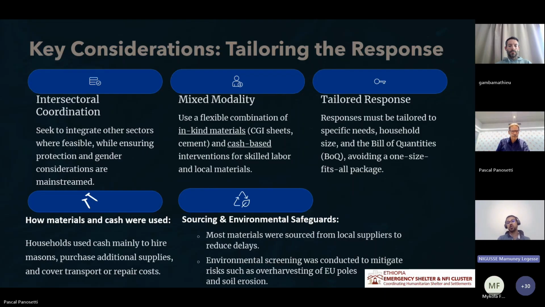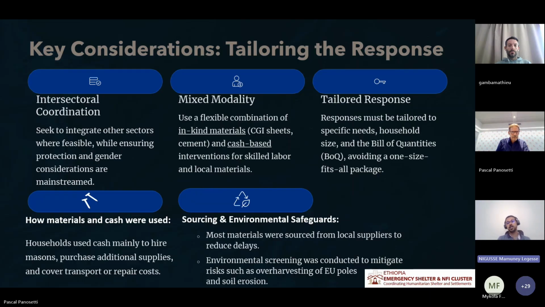So the other one is that HLP considerations should be given due attention because we are using the houses of the hosting family. There should be a secure tenure, which is critical to any shelter response, to avoid any risks of illegal documentation, eviction, or any turnover while the activities are implemented at a later stage.